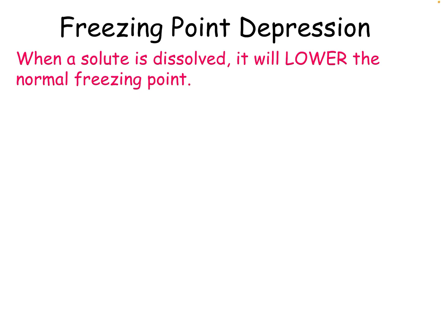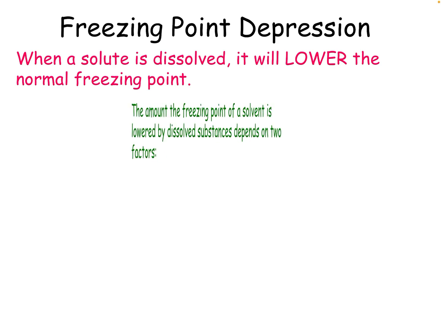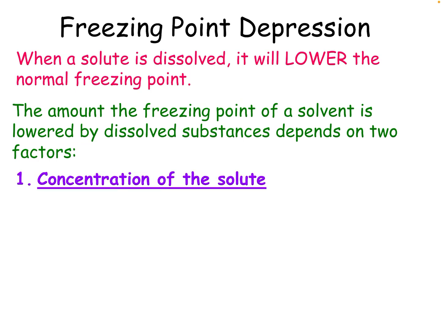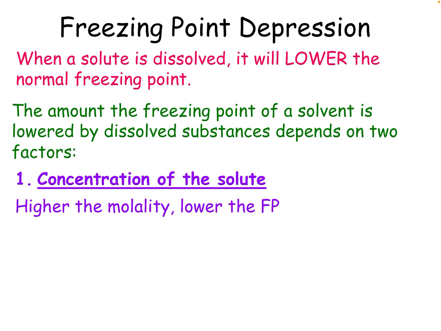So freezing point. All substances have a freezing point. Freezing point depression would be lowering of the normal freezing point when a solute is dissolved. So let's say we have sodium chloride in water or the magnesium chloride or even that lithium sulfate, it's going to lower your normal freezing point. The amount the freezing point of a solvent is lowered by dissolved substances depends on two factors. One, concentration. If you have a higher molality, which means more concentrated, lower freezing point. So the more concentrated is going to decrease your freezing point more.